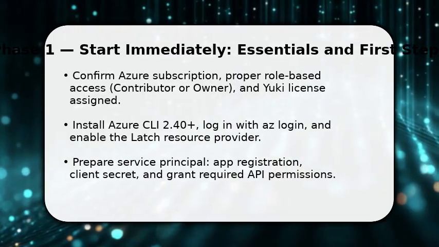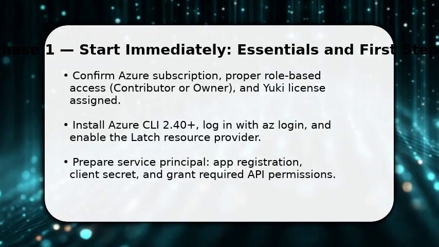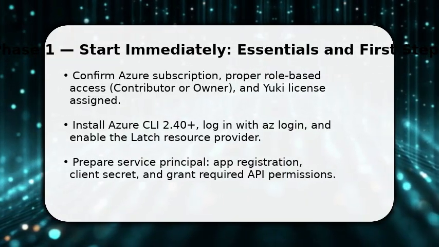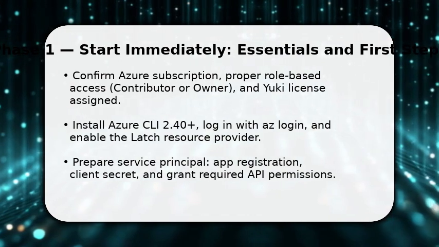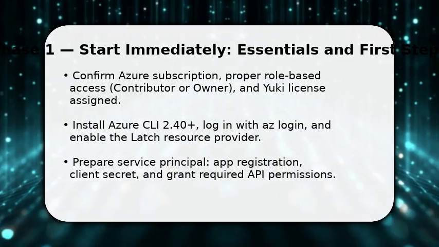Create a service principal for automation: app registration, generate a client secret, and grant the service principal Contributor on the target resource group. Once done, record client ID, tenant ID, and secret securely. You will use them in the next step.